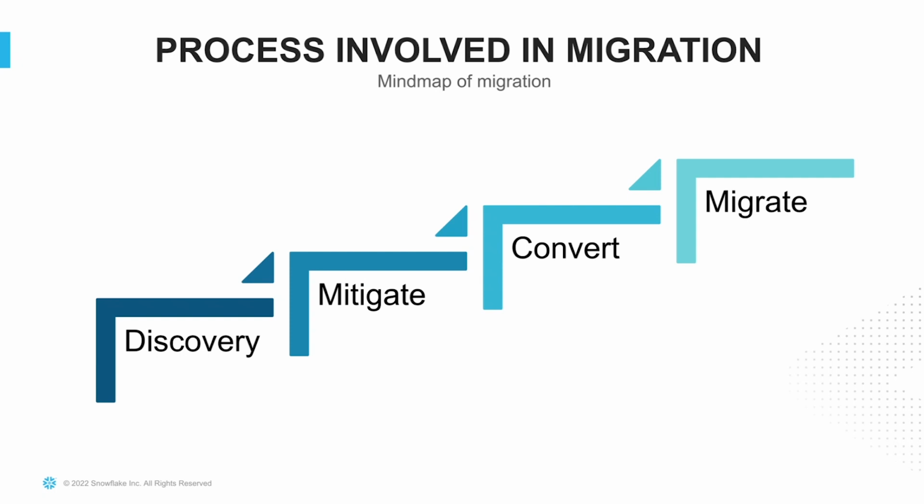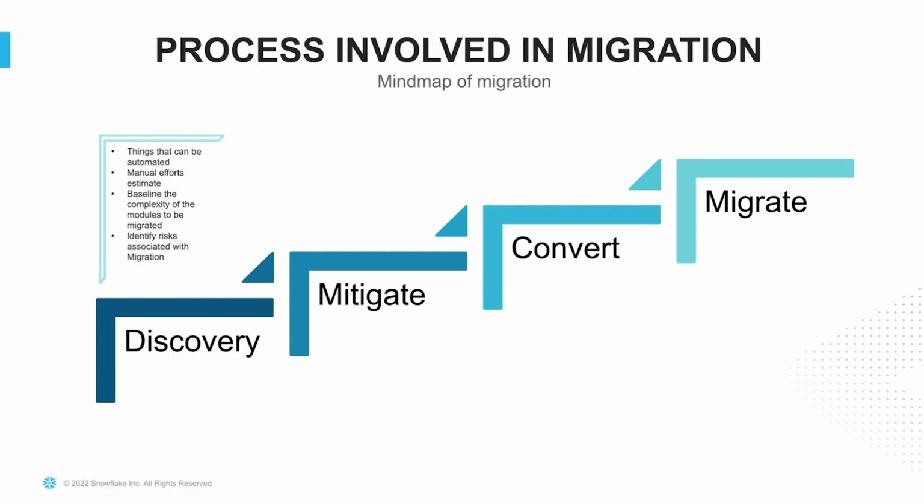So moving on, the migration approach. Every process of migration has different steps, and these are specific to Snowpark. Discovery is the first stage, mitigate is the second stage, the third stage is convert, and the fourth stage is migrate.